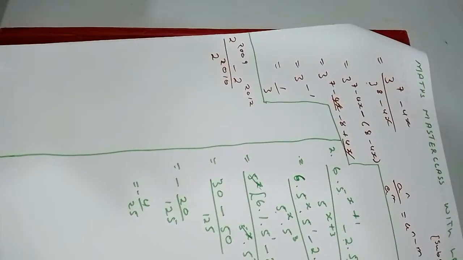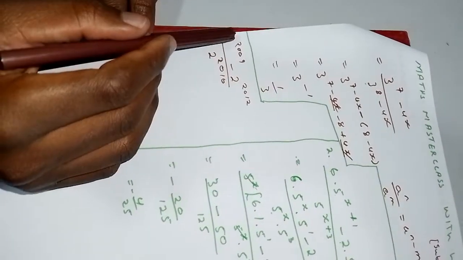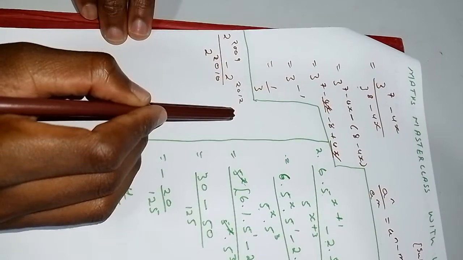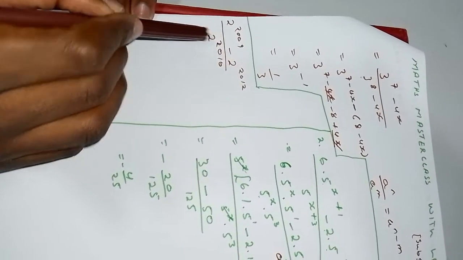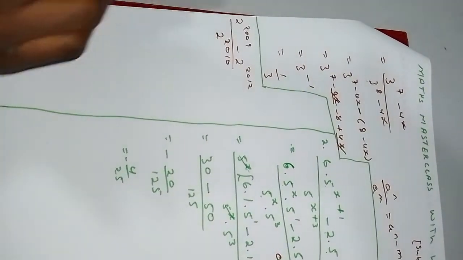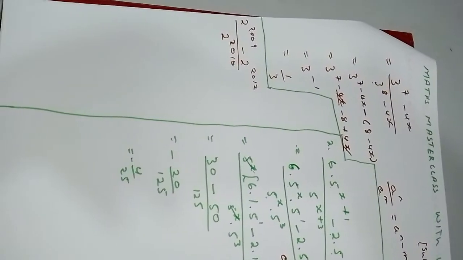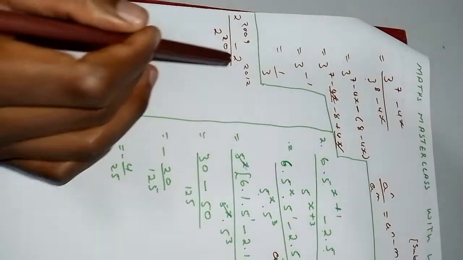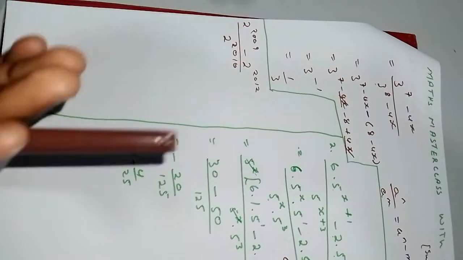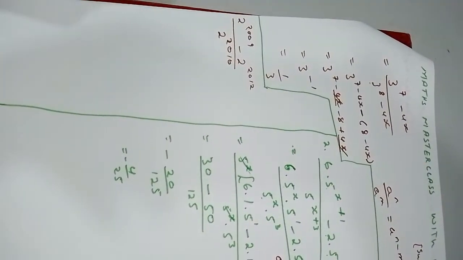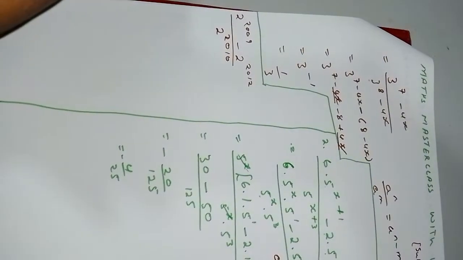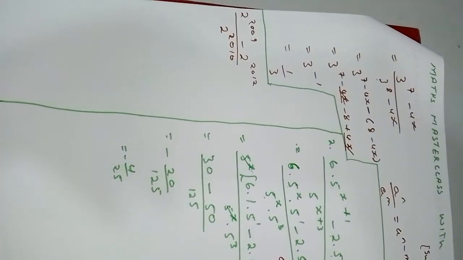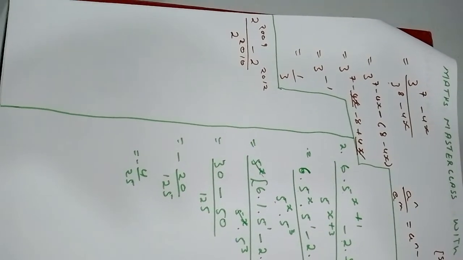Our next question says that we're given 2 to the power 2009 minus 2 to the power 2012 divided by 2 to the power 2010. How am I going to do such a question? I have no idea. You cannot say this is the rule that says multiply, because in this case you don't have a multiplication sign. If you use that rule, you are out of order.